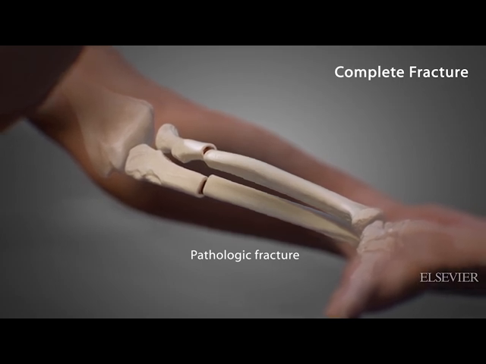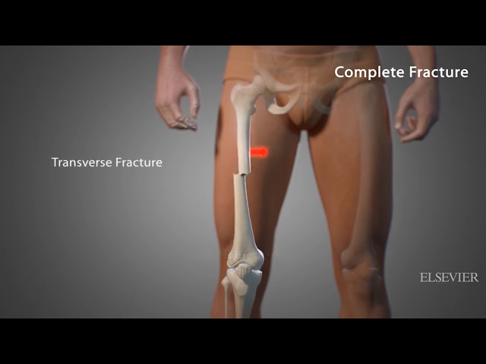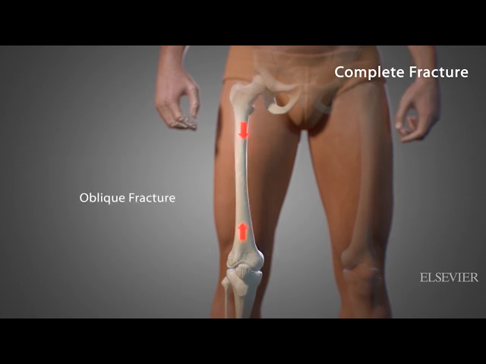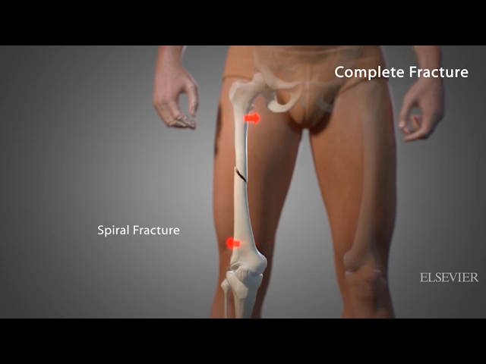The direction and type of force will determine the fracture's pattern. A transverse fracture occurs straight across the width of a bone. An oblique fracture occurs at an oblique angle. A spiral fracture winds around the circumference of the bone.